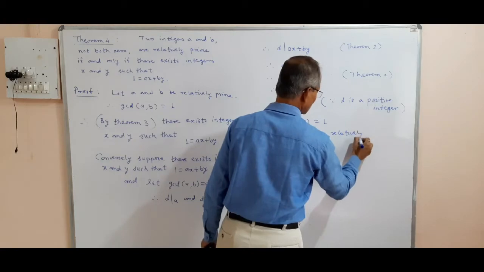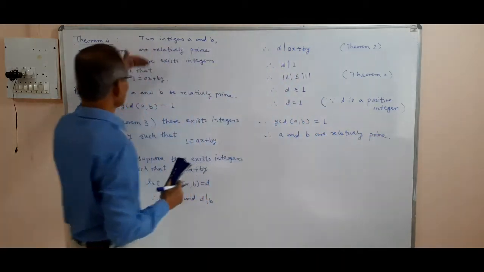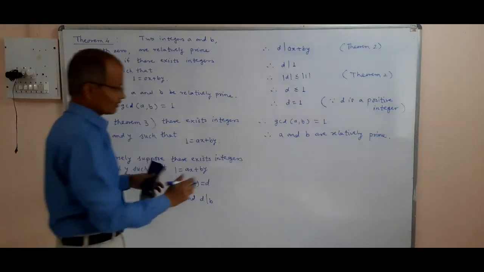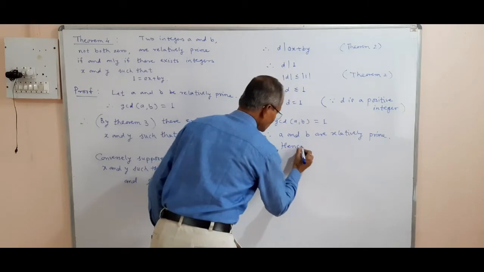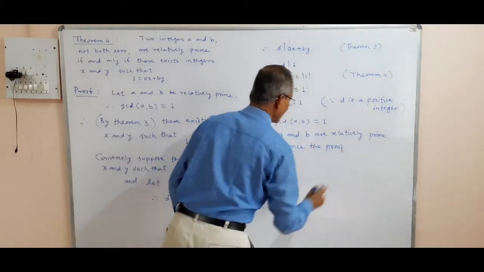So we have proved the result in two ways: P implies Q and Q implies P. So this completes the proof. Now we shall consider a corollary to this result.